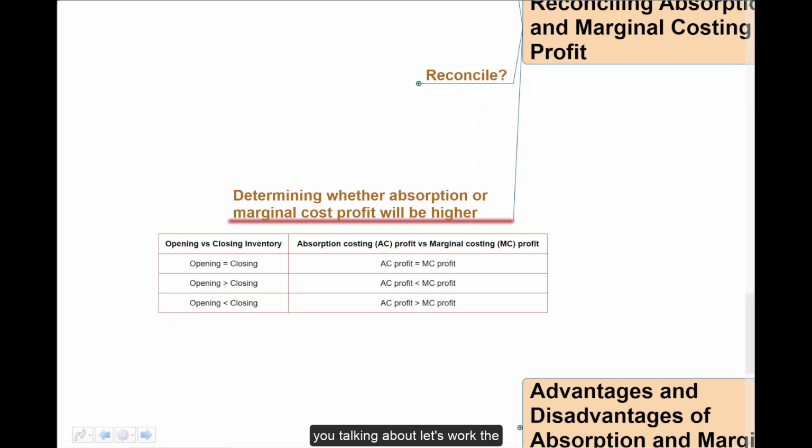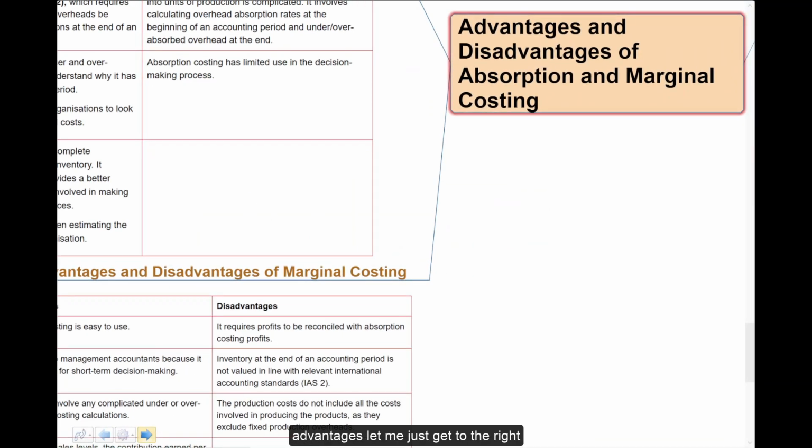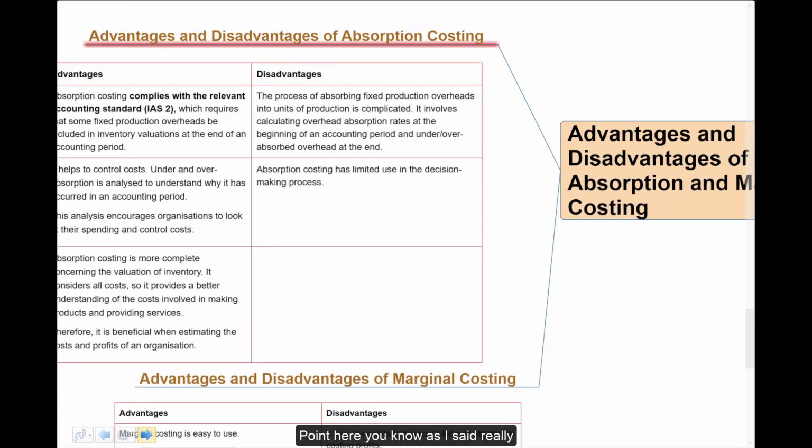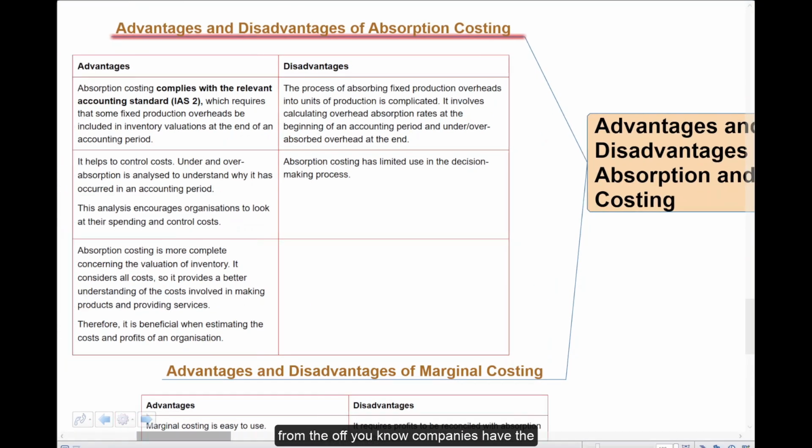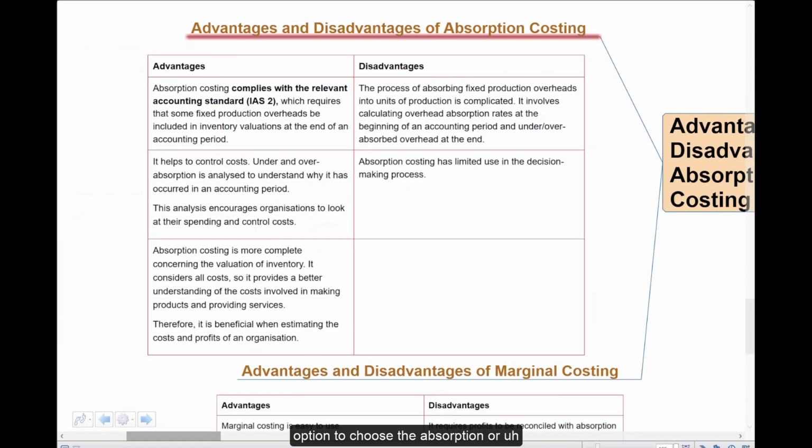Let's work the questions. Now, in terms of advantages, let me just get to the right point here. As I said really from the off, companies have the option to choose the absorption or marginal costing method.